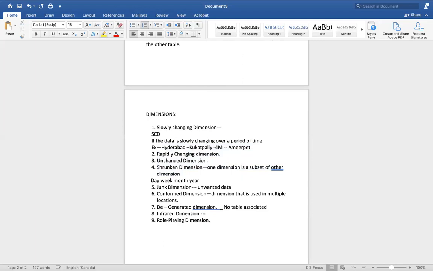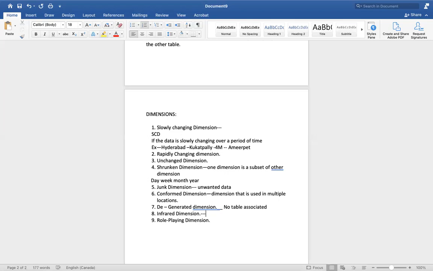So coming to inferred dimension, it is nothing but sometimes data referencing a particular member arrives before the member has arrived. To explain this clearly, if you take some sales transaction field, that can reference a person that does not exist in the base location. The sales transaction refers to a person, but that person is not present in the base location itself.